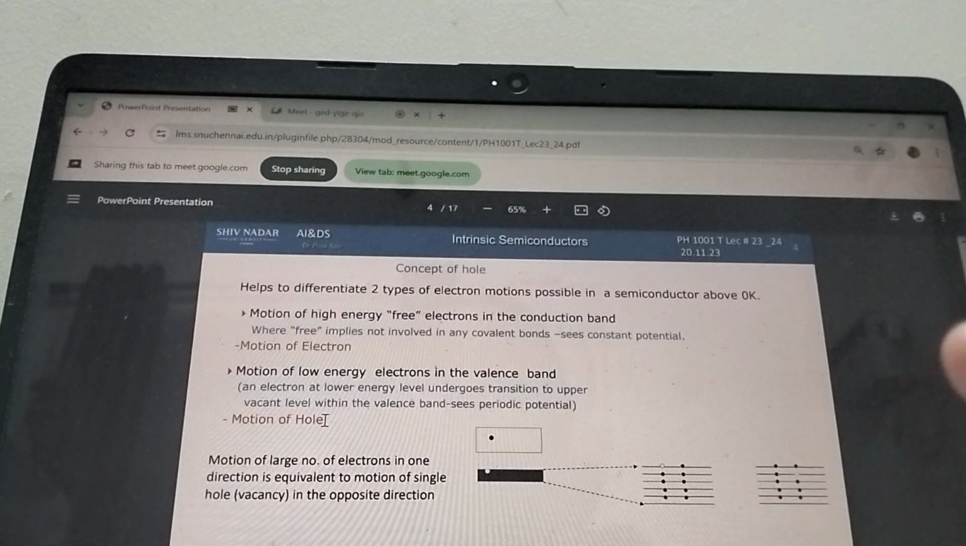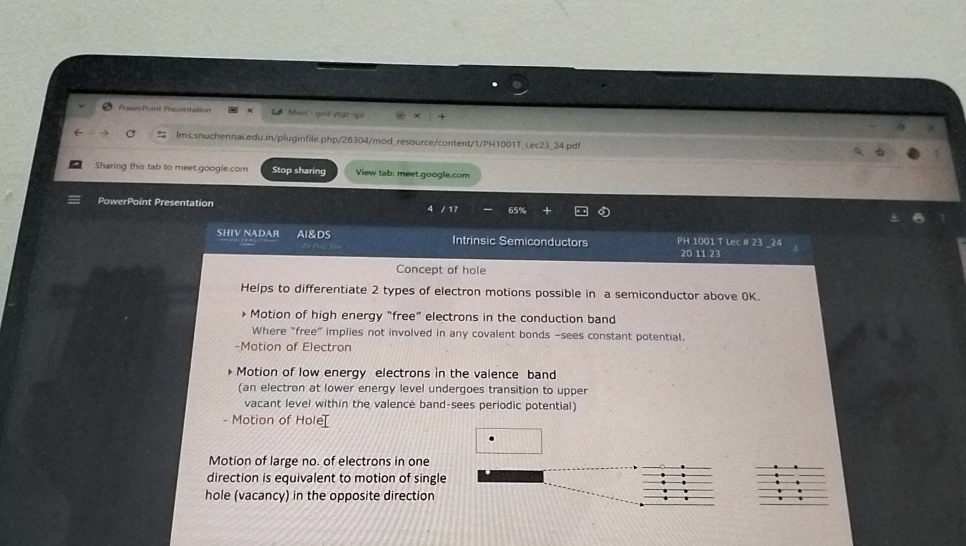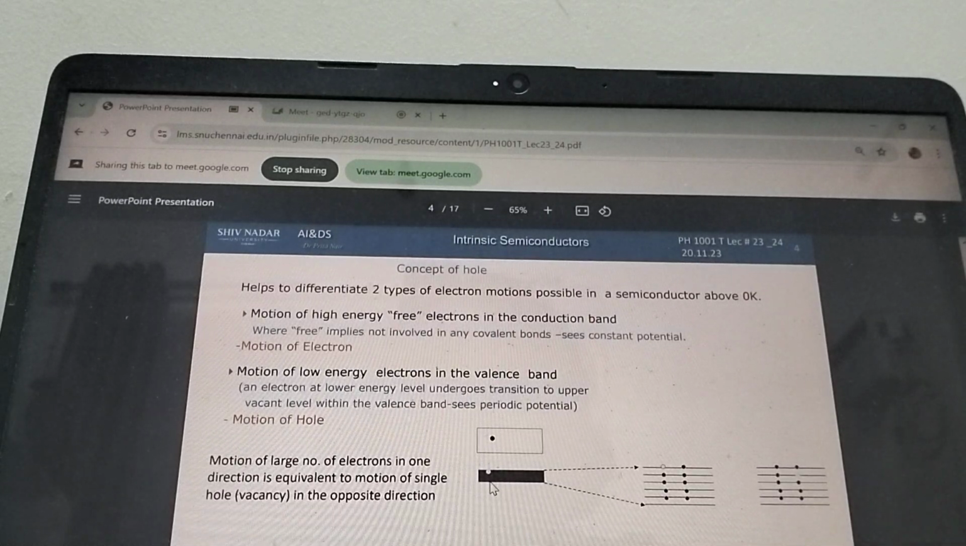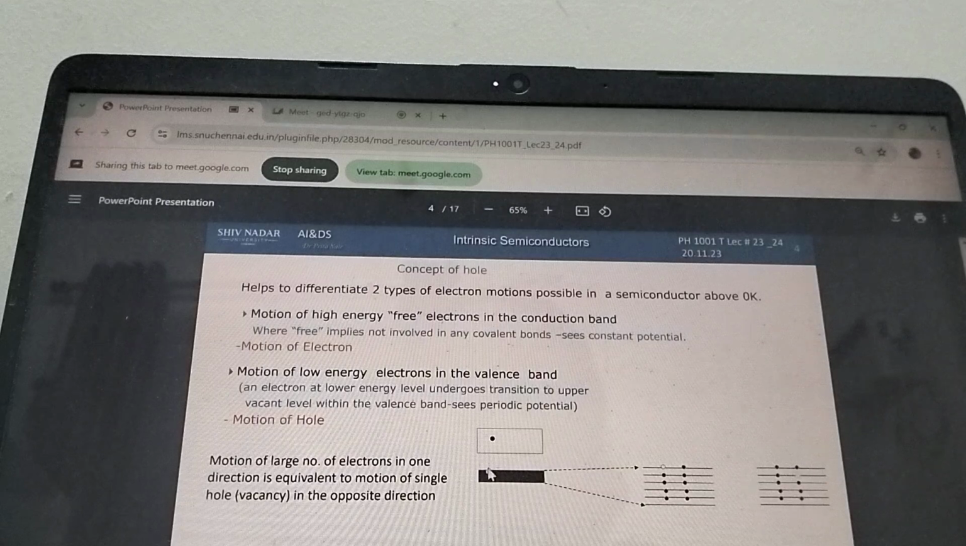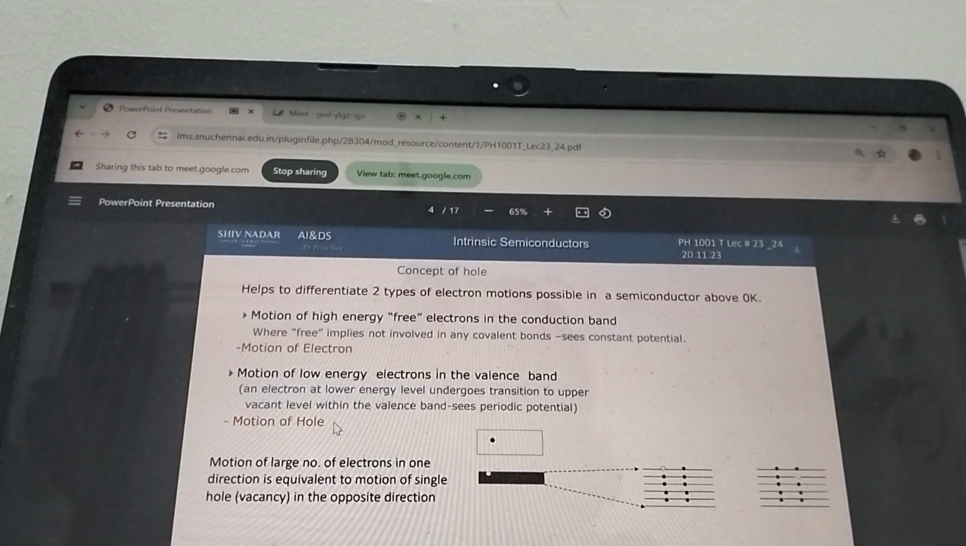Now a hole as such does not move, because a hole is a vacancy created by the movement of an electron. So when you say a hole is created, it is still created by the movement of an electron, but there are two types of electron movements. To differentiate between them, we call the latter the motion of a hole. So what is this? From one level in the valence band, an electron goes up to occupy another level in the valence band. That is what we call the motion of the hole.